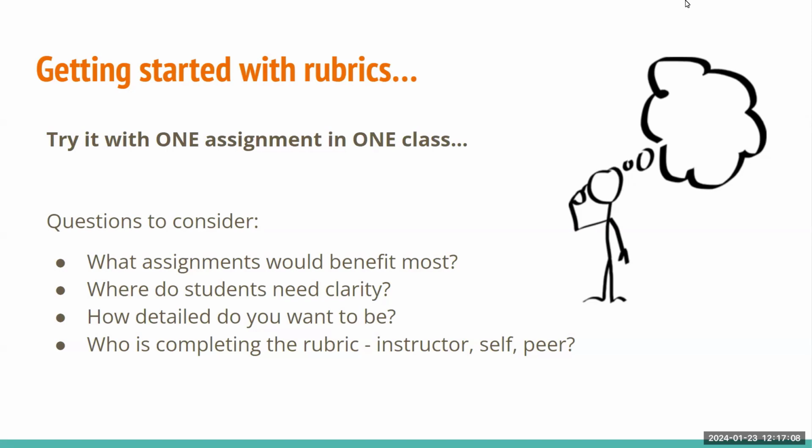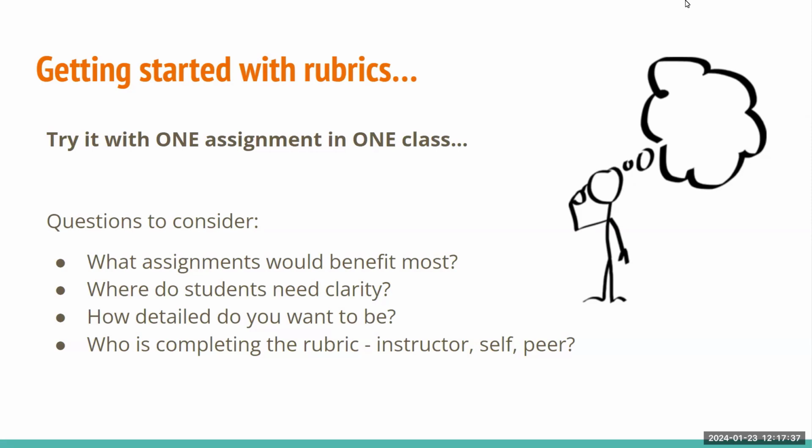So for those of you who are just starting, one of the things to think about is where to start. Pick the assignment that you think might benefit from this the most. If it's one where students have typically needed more clarity, I think that's usually a good one to pick. Or you could pick an assignment that you do consistently, like if you have multiple quizzes or multiple discussion boards or multiple examples of that type of thing in your course.